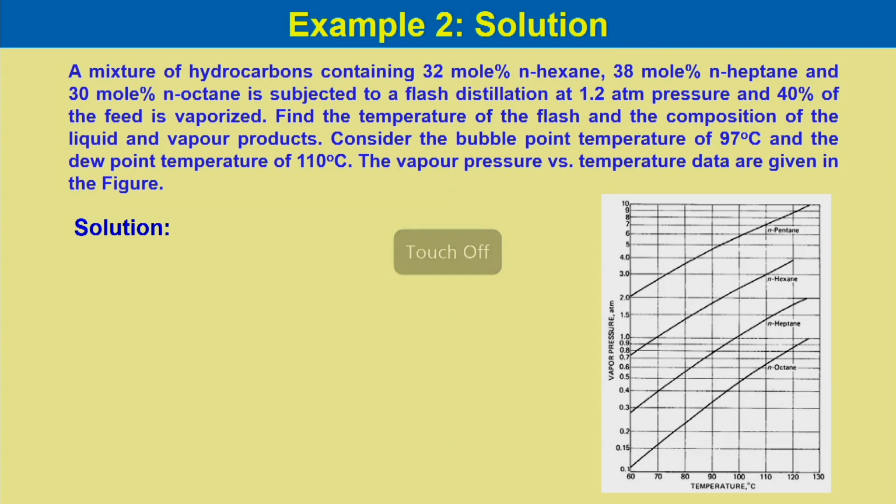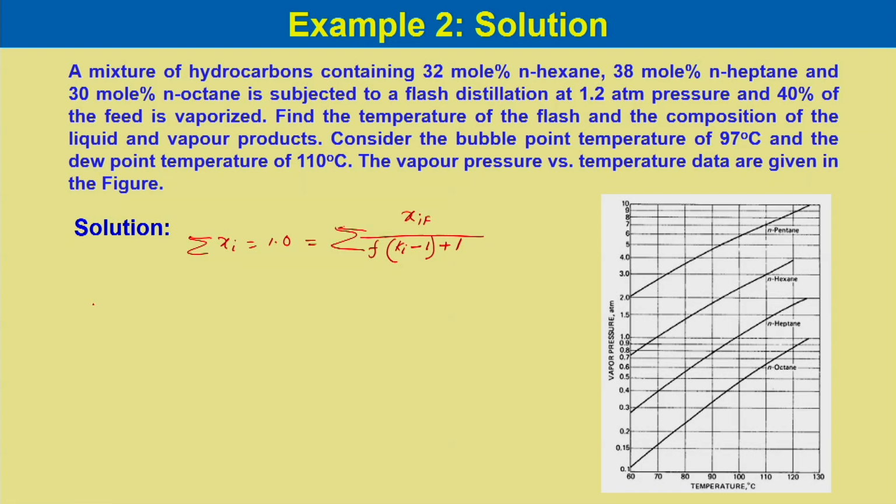Now, we know that summation over xi is equal to 1.0, which is equal to summation over xiF divided by fraction vaporized F into Ki minus 1 plus 1.